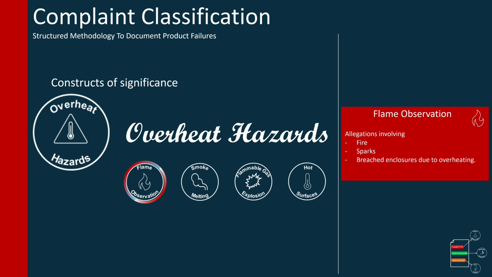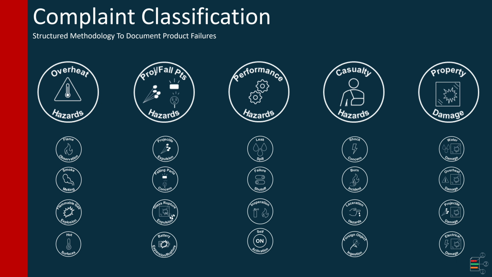Each new construct at this level is given a definition to clearly delineate one observed complaint condition from the next. Again, the constructs are selected based on their significance and meaning. In this example, a far more serious condition exists where there is flame observation versus if only smoke was observed. The same is repeated for our other construct categories, and with this, we have a taxonomy to classify complaints.